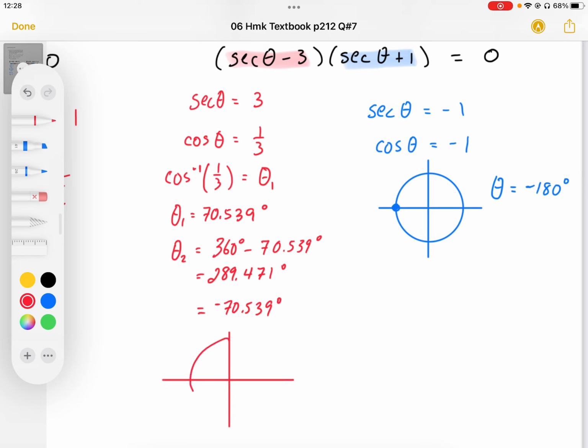And in fact, it would have been much easier just to have done it without my calculator, because if I draw this out, 70 degrees is here. If I want to go in the negative direction, I could have just drawn it here, and I know that those two have the same symmetry for cosine, so those are my two theta 1 and theta 2 positions. Okay, so 70.539 and negative 70.539 are my answers. The coterminal position is 289.471 degrees.